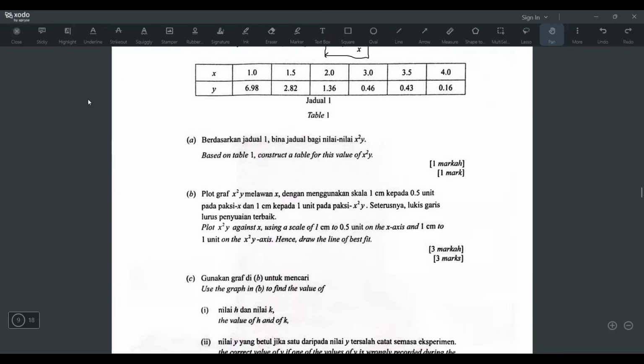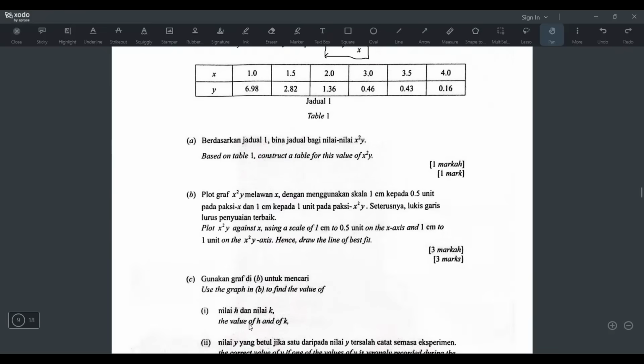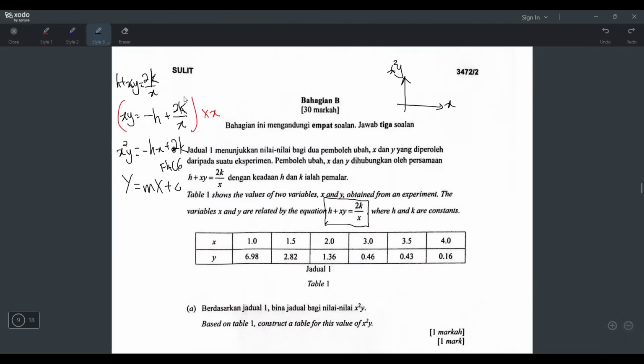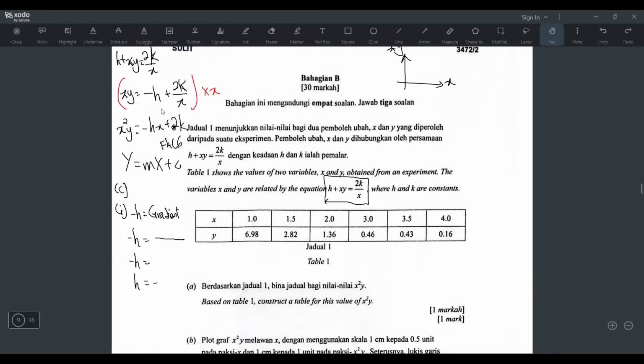And later when you do C1, how do you find h and k? Well, your C1 will be negative h equals gradient. Okay, and then the gradient later I have to find from the graph, of course. And then after I press equals, I get something here, and then my h will be moving the negative over. Then that would be the answer. But of course now I don't know the answer yet because I haven't drawn the graph. But I will do this later. Okay, but now I just write it down first.